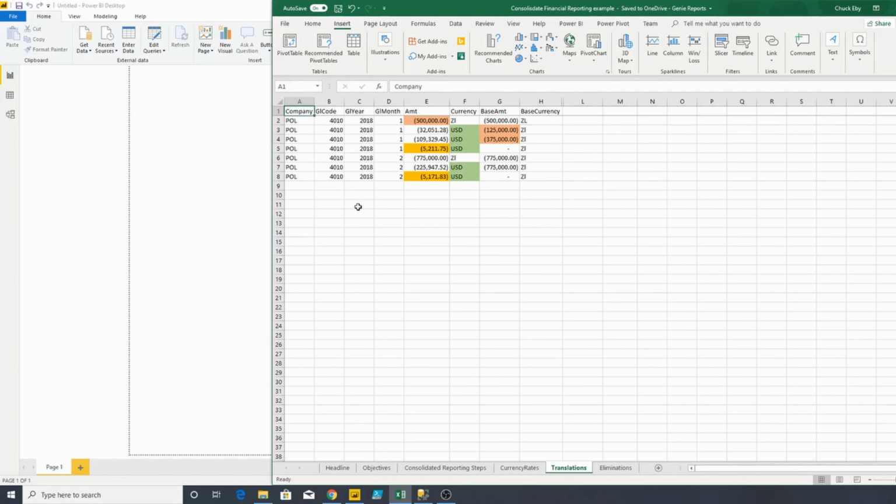The ledger table you'll need to create consists of 8 columns. In our example, we're using 3 different companies, so we'll see Pol, US, and Elim. For the GL code, these can be any of the GL codes that are in either of your ERP instances. The GL year and month are the periods in which the GL activity occurred. And then we get to these last 4 columns: amount, currency, base amount, and base currency. This is where all the magic happens. Notice how this amount in the first line corresponds to the base amount of 500,000 over here.